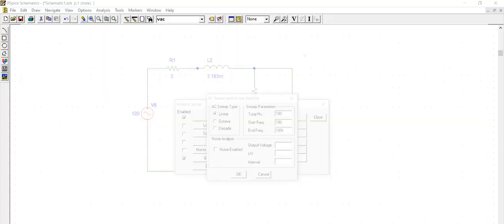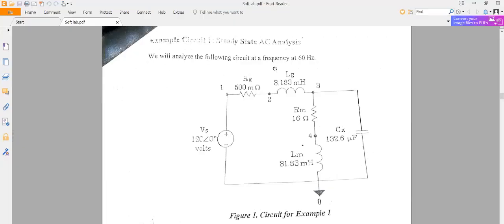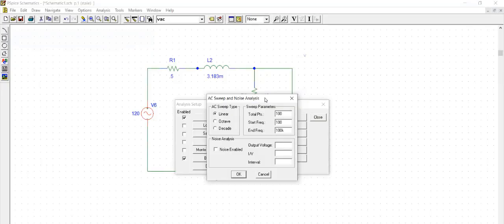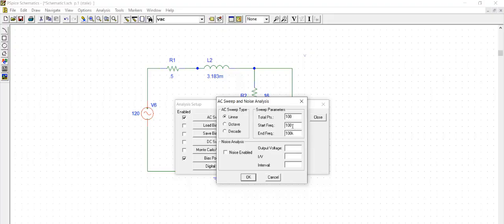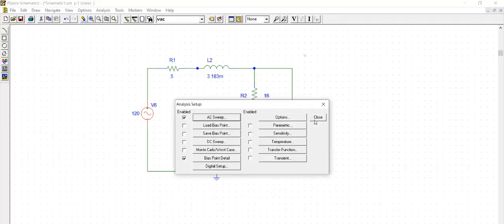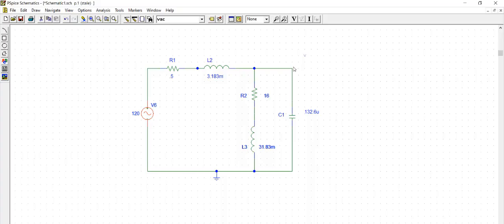Now for the first case, we have to analyze this with a frequency of 60 Hz. So at first we don't want to sweep, we want a fixed frequency. For this, select start frequency at 60 and end frequency also at 60, and let's take a total of just 1 point. The linear, octave, decade option we will discuss later. Now save this. To see the voltage at this point, let's take a voltage marker and place it here.